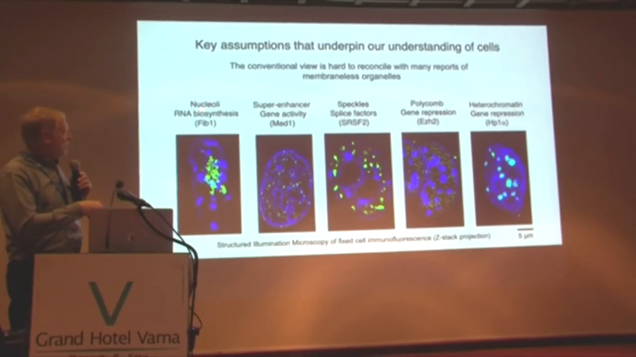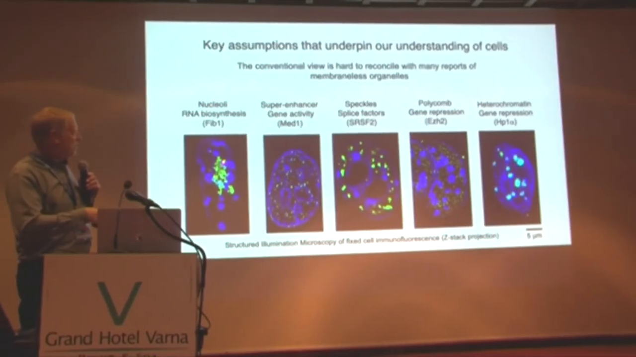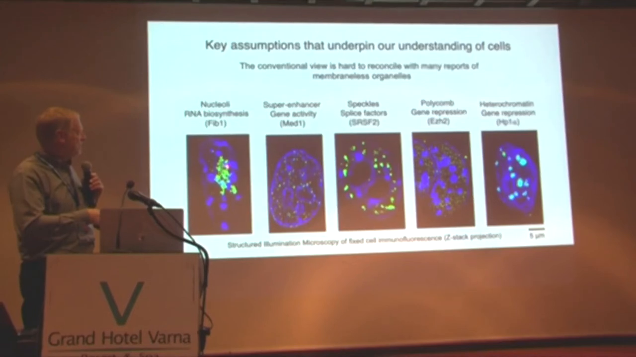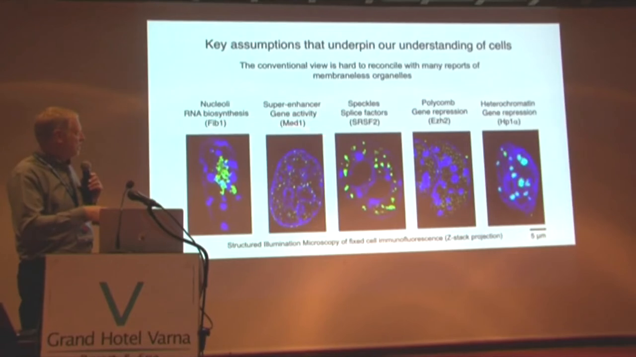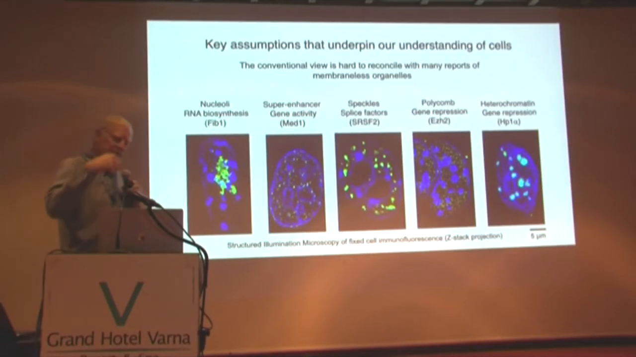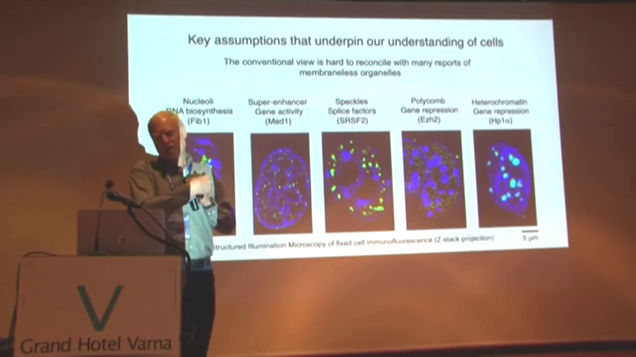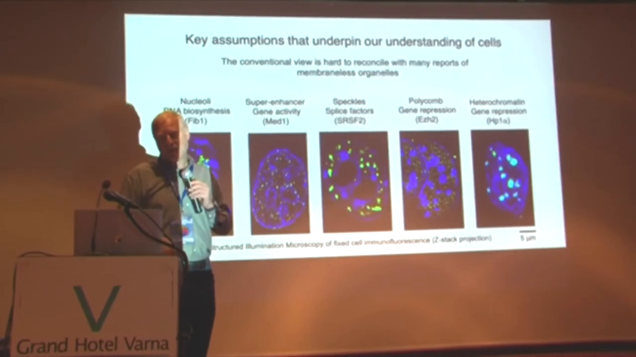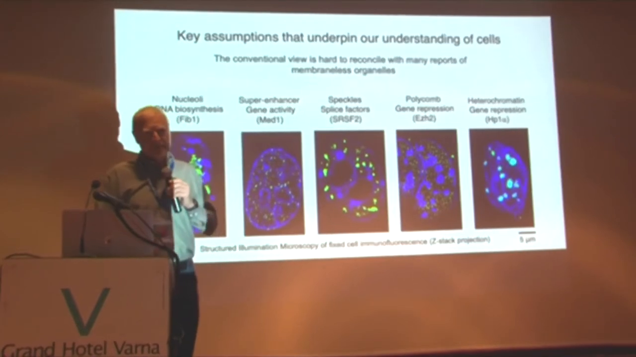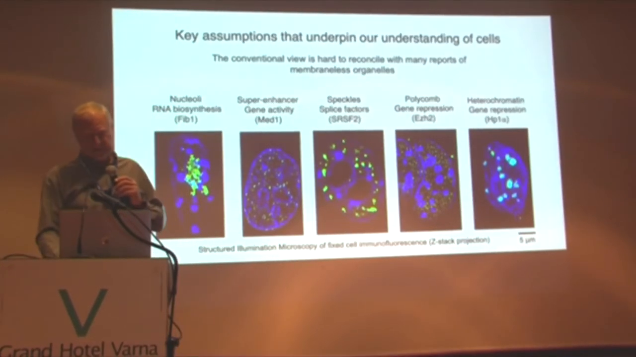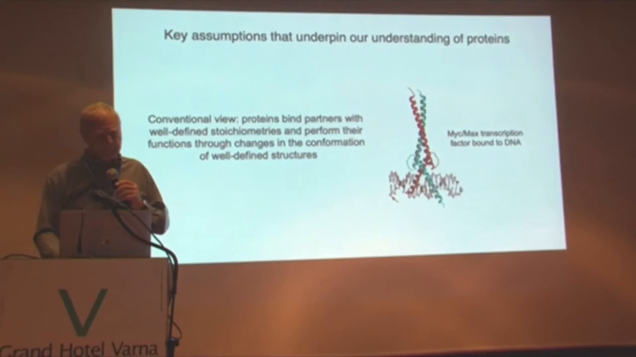Nucleoli are among the best characterized. That's where you do ribosomal RNA biosynthesis. And Fib1, all of these things in parentheses are proteins that in these cases have been used as markers, but are also among the scaffolding proteins for these condensates.